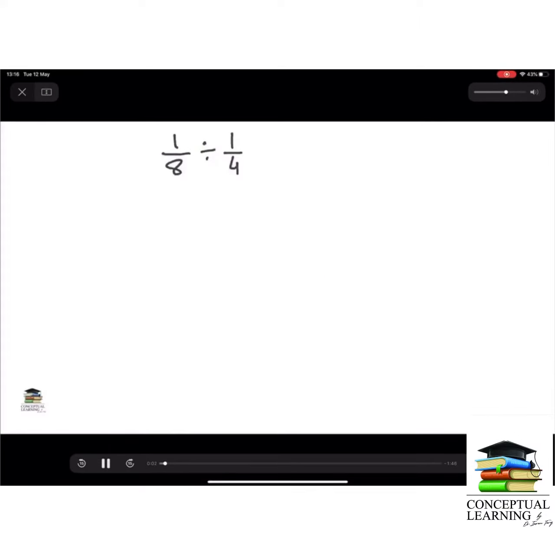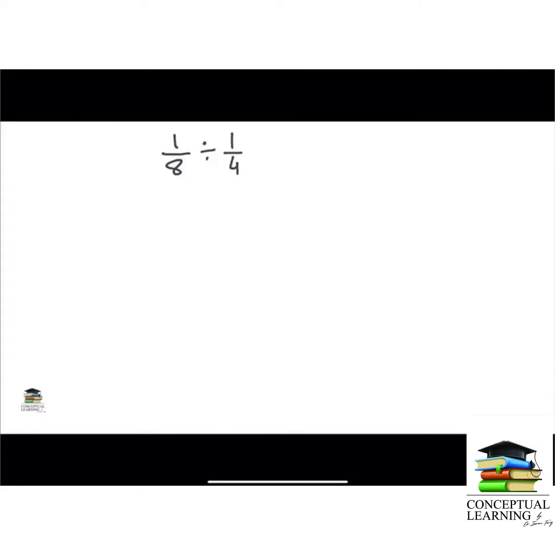Okay, now we can go towards the division of fractions. We have 1/8 divided by 1/4. Keep in mind, in division, the best job is, first of all, you have to convert division into times. So I can write 1/8, and I have to convert the division sign into a times sign.